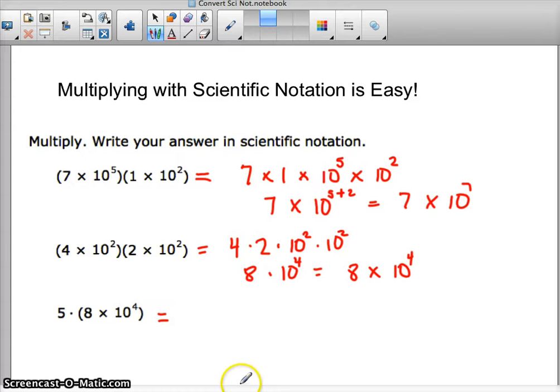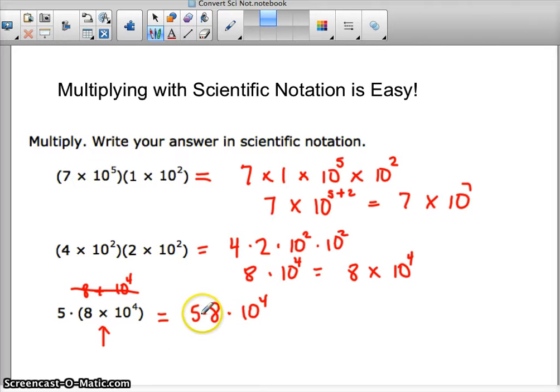Let's look at this next example. 5 times a quantity, 8 times 10 to the 4th. Now notice, this is a multiplication sign. This is not the distributive property. The distributive property would have a plus sign. It is not this. So we can drop the parentheses and just do the same thing we've been doing in the other examples, put the numbers that are the same next to each other, and then multiply by the power of 10. So it is not the distributive property, this is all multiplication.